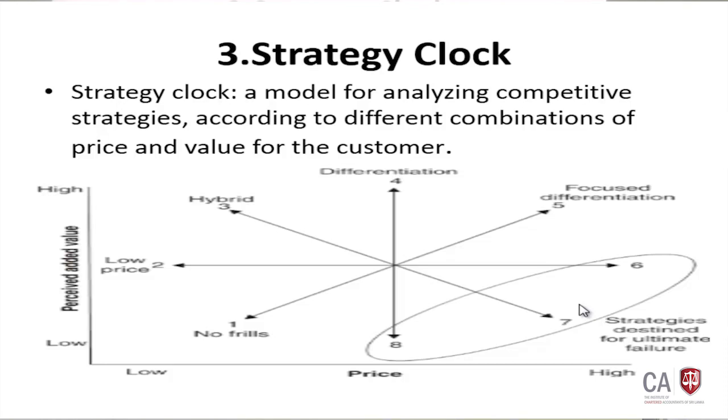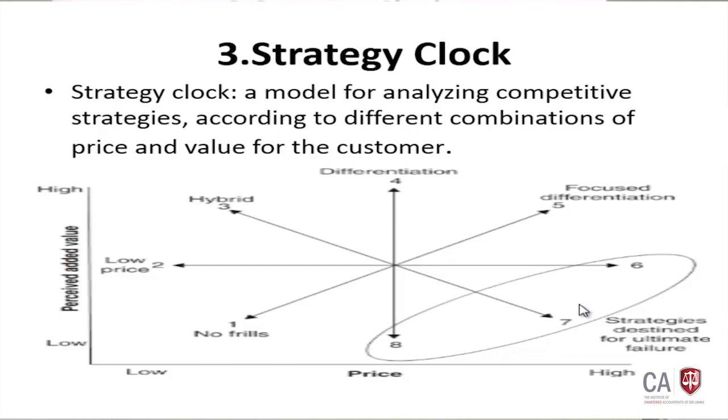Then on the y-axis we identify the perceived added value, how much value the customer needs from the product. There also we identify three options: low, medium and high. In relation to price there are three options, and in relation to perceived added value there are three options. When you combine this, how many options can we identify? 3 times 3, 9, no? Yes, but the middle one we ignore. So here we can identify 8 options.